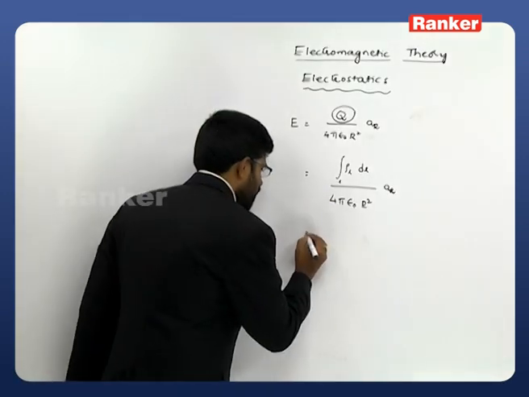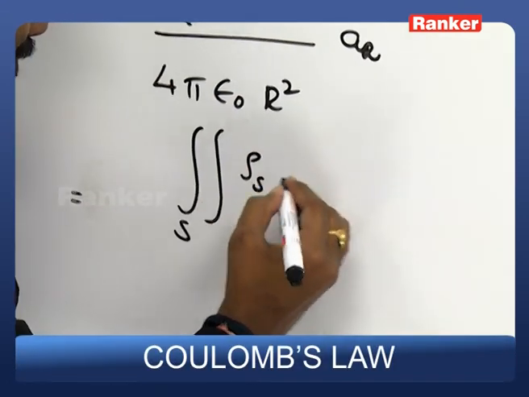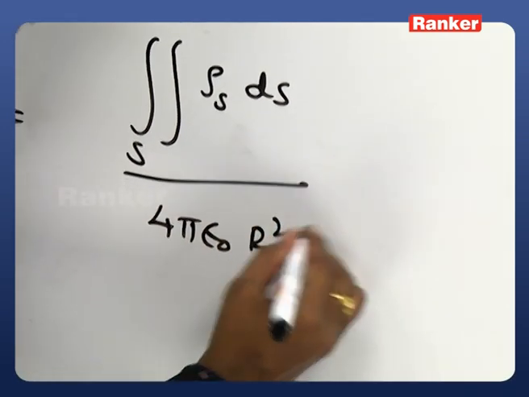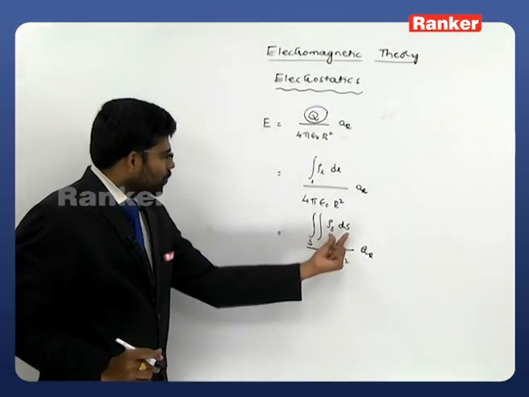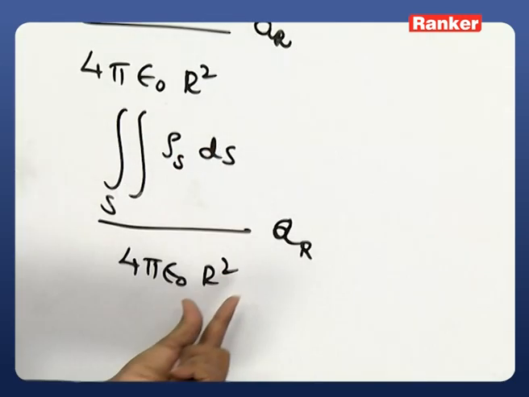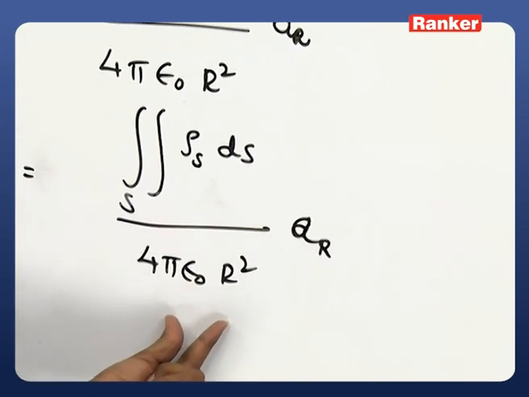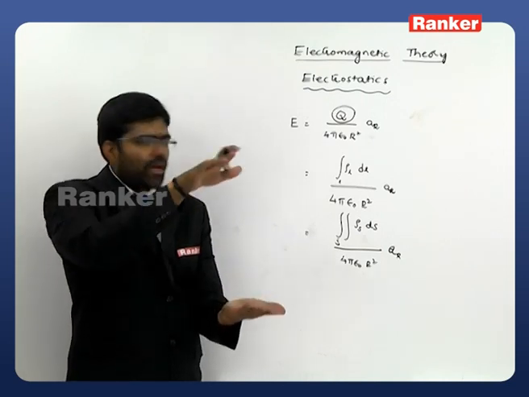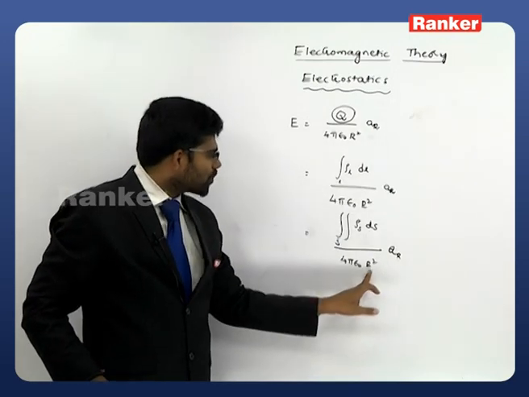If you are considering surface charge, then the same equation can be written as surface integral of rho s ds by 4 pi epsilon naught r square a r. Here the surface integral of rho s ds gives us the total charge, and a r is the unit vector in the direction of r, and r is the normal drawn from the surface to the point. So always take the direction from the surface to the point. In the earlier case it was line to the point, and here it is surface to the point.